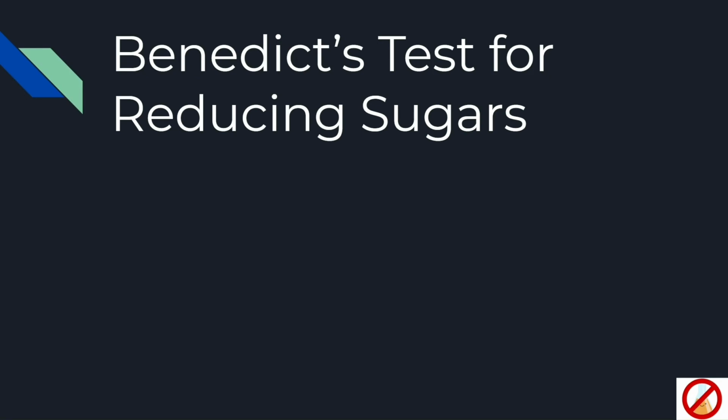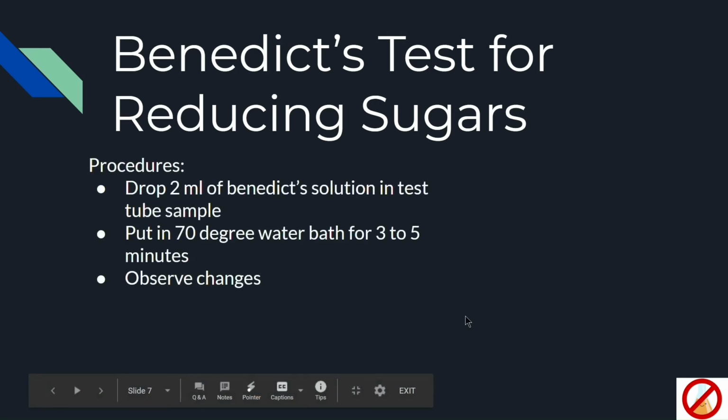The next test is a bit different, and it's also a bit complicated because we are testing for reducing sugars, or basically just sugar in general. Well, it is good to know that not every sugar is reducing, but the majority of them are. So we call this the Benedict test. The procedure is to add 2 milliliters of Benedict solution to the test tube sample. Then we put the sample with the Benedict solution in a 70-degree water bath for 3 to 5 minutes and wait for the color to change.